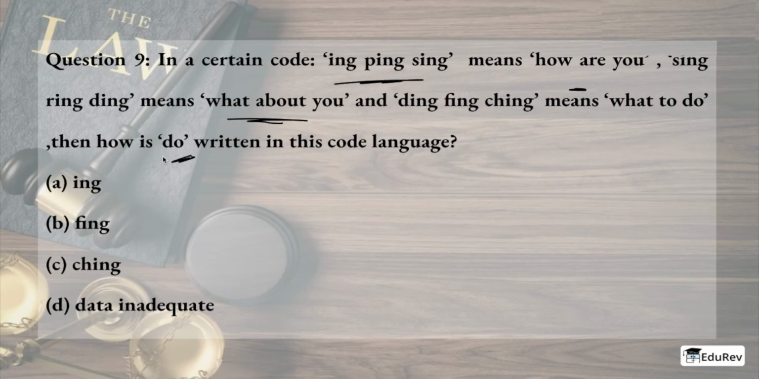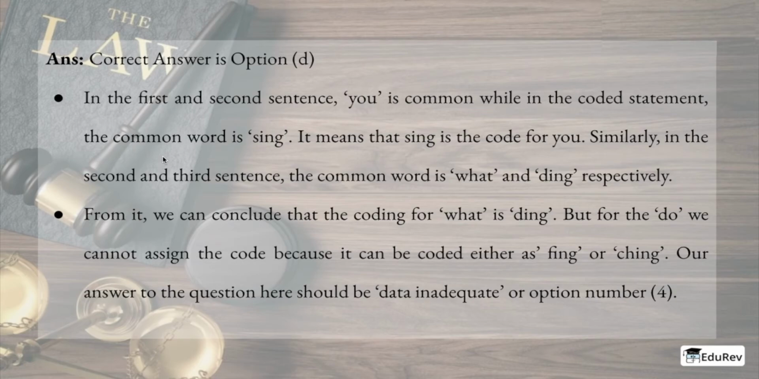For this, we need to do the following. In the first and the second sentence, you is common, while in the coded statement, the common word is sing. So for you, the word is sing. Similarly, in the second and the third sentence, the common word is what, and that is ding. From it, we can conclude that the code for what is ding, but for do, we cannot assign the code because it can be coded either as fing or ching. So there is inadequate data given to find this out.